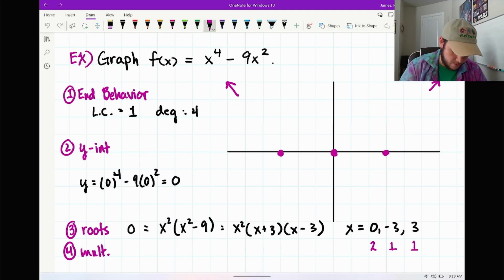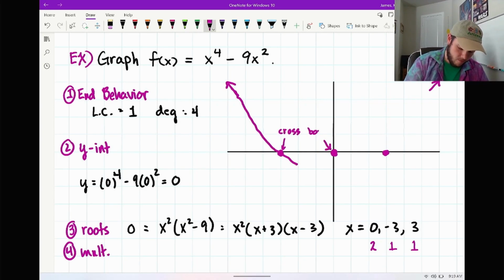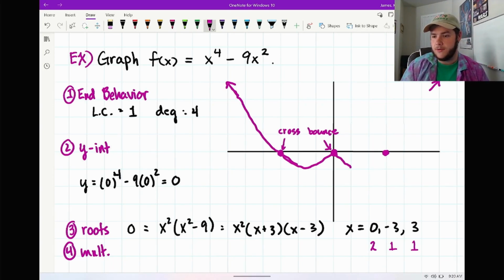So let's start from the left side. I'm going to connect the dots here from my end behavior down to my root. And I know at negative 3, I've got an odd multiplicity. So I'm going to cross through the x-axis here. I've got a cross. Here, though, I've got a bounce. So what does that look like? I'm going to come up to the intercept and then bounce off of it and go back down. And then here I've got a cross.